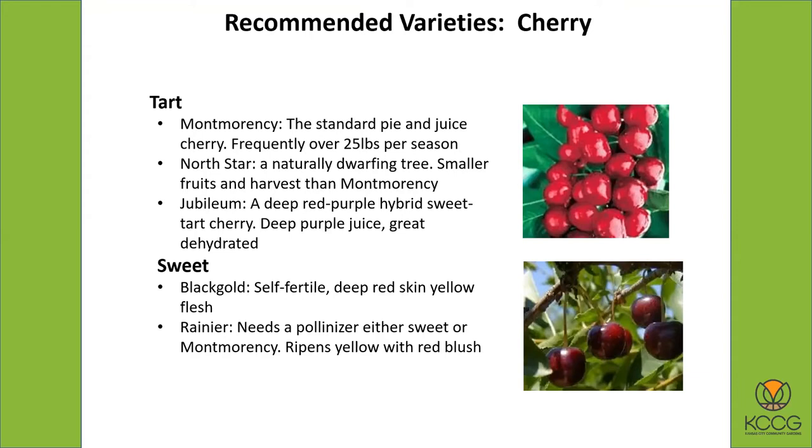And then when it comes to sweet cherries, there are a lot of different sweet cherries out there. The ones that we recommend are Black Gold, which is basically a deep red, almost purplish skin, but a yellow flesh. They're a large cherry, the way most sweet cherries are. And then Rainier is another cherry, and it does need a pollinizer. So you'll have to get either another sweet cherry, or oddly enough, Montmorency, the tart pie cherry, can serve as a pollinizer for it.